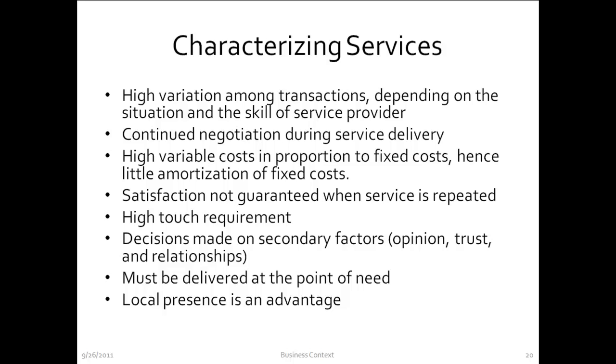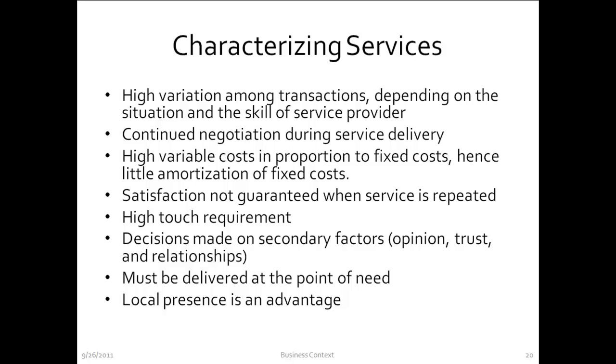Thirdly, with services, the proportion of fixed costs to variable costs in delivering the service is actually very low. Most of the costs are actually taken up by the variable costs. So there is little opportunity to spread out large fixed costs across multiple transactions. In other words, there is very little economy of scale. Fourthly, satisfaction is not guaranteed even when the service might be repeated in an identical manner.